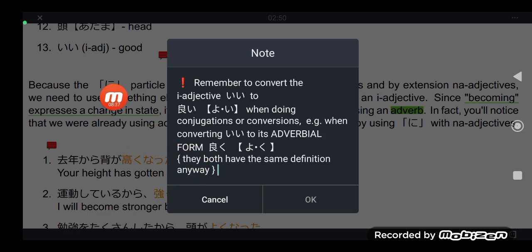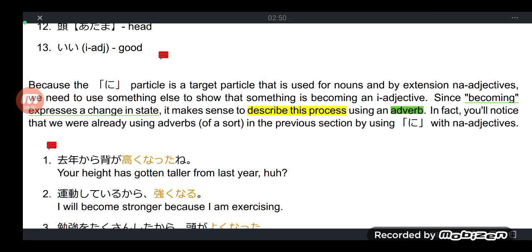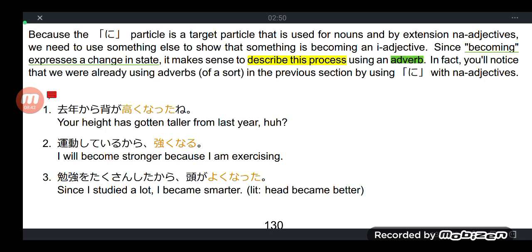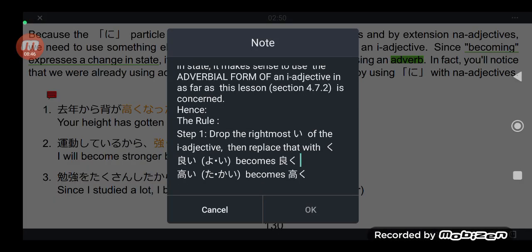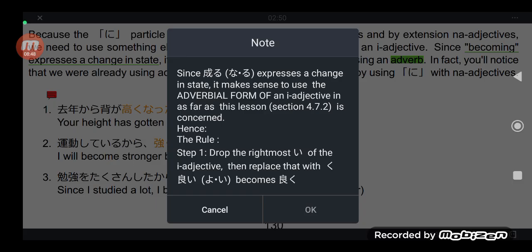Okay, so just a reminder, minasan. Now let us take a note here, minasan. Now this is the meat of our lesson. This is the important part of our lesson, minasan, and I want you to digest this. This is the important part.